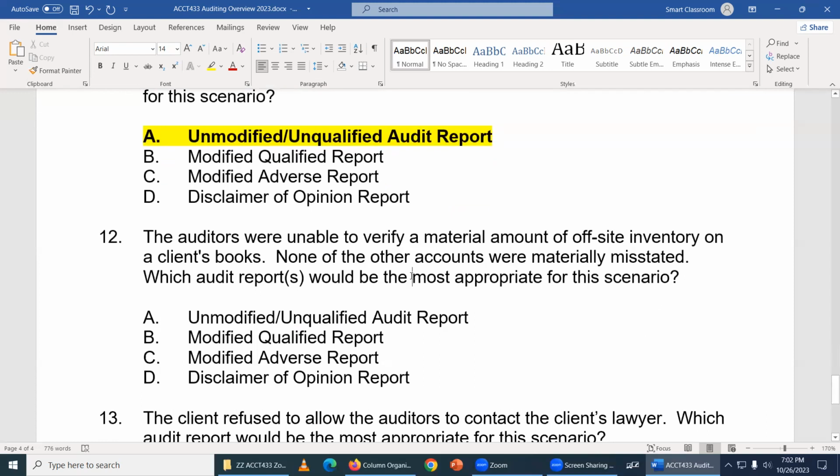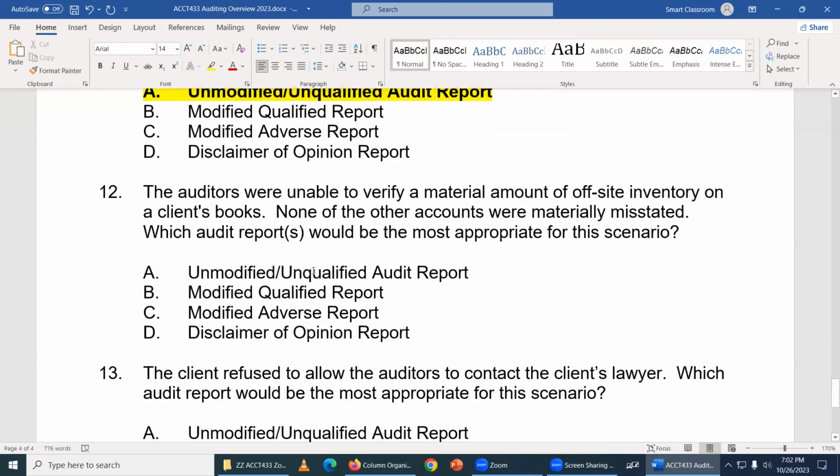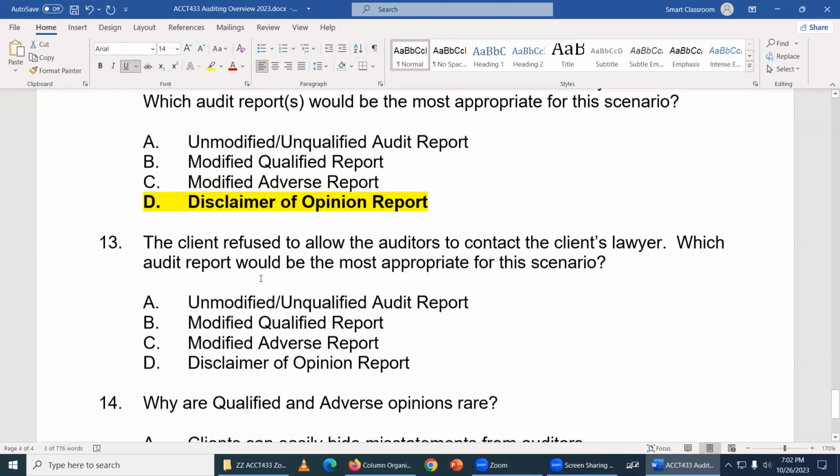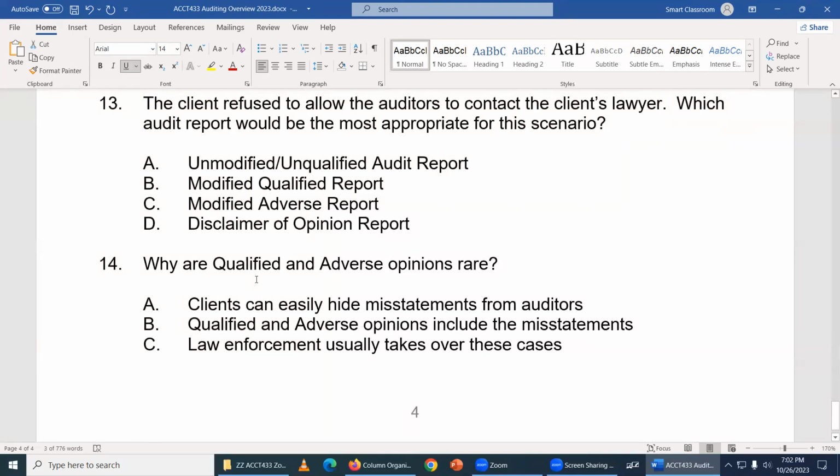Disclaimer. Which one? Disclaimer. Yep, disclaimer, this one, let's see here. Yeah, very material, unable to verify a material amount of offsite inventory in his books. Let me look and see.